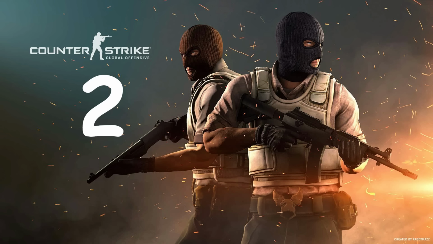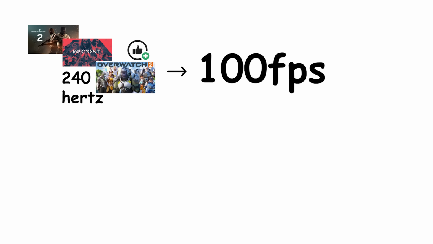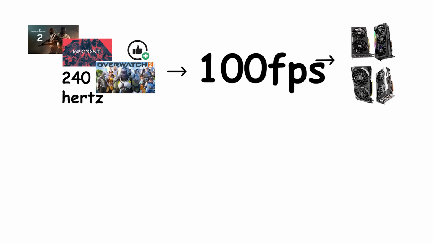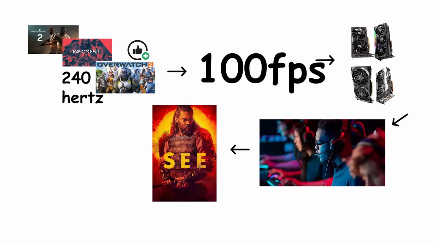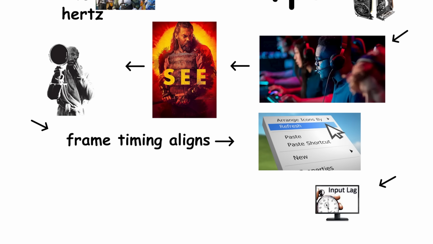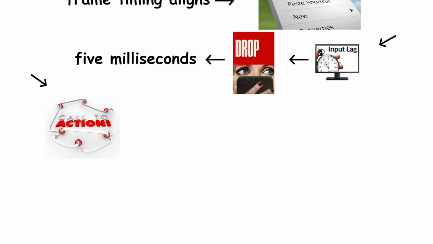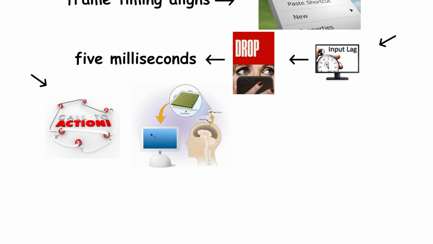Games like Counter-Strike 2, Valorant, and Overwatch 2 are designed to take advantage of these refresh rates. Their engines can spit out hundreds of frames per second on mid-range GPUs, letting players actually see and feel the difference. When frame timing aligns with the refresh window, input lag can drop below 5 milliseconds, which makes the experience feel eerily immediate, like your mouse is wired into your nervous system.